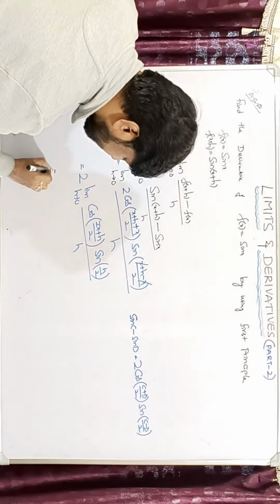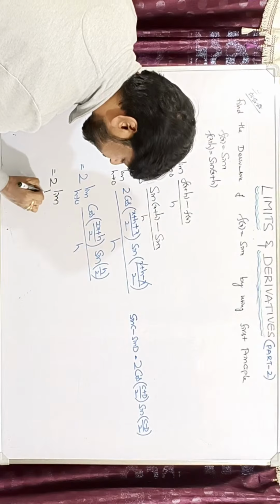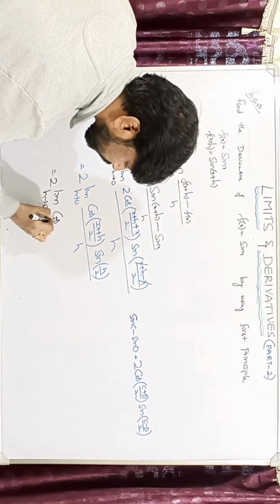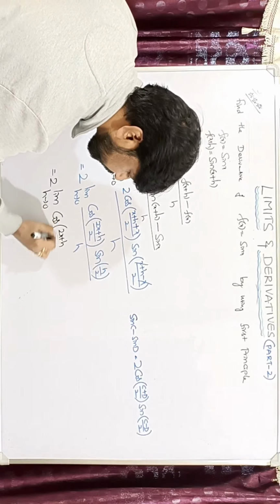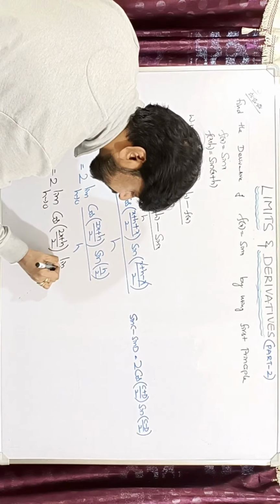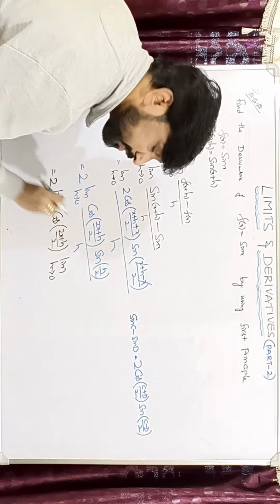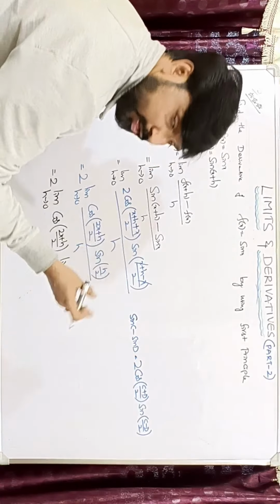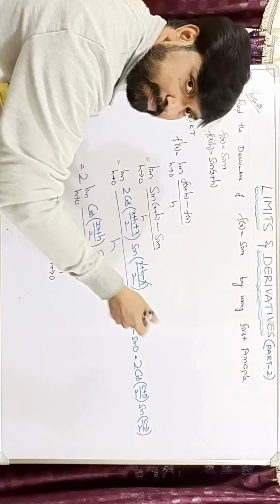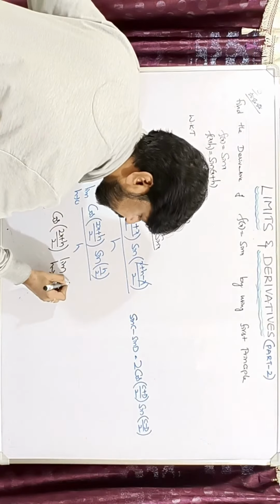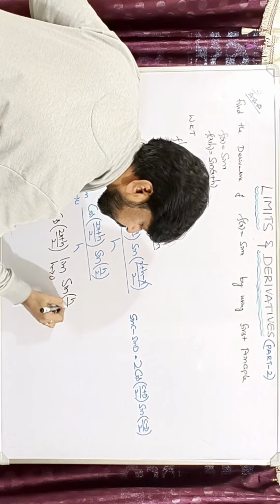Now I want to separate the limits into limit h tends to 0 cos of (2x plus h) by 2 into limit h tends to 0 sin of h by 2. However many functions there are, that many limits you can split. That is the property. If you are not able to understand, just look at the previous part, then you will understand easily.